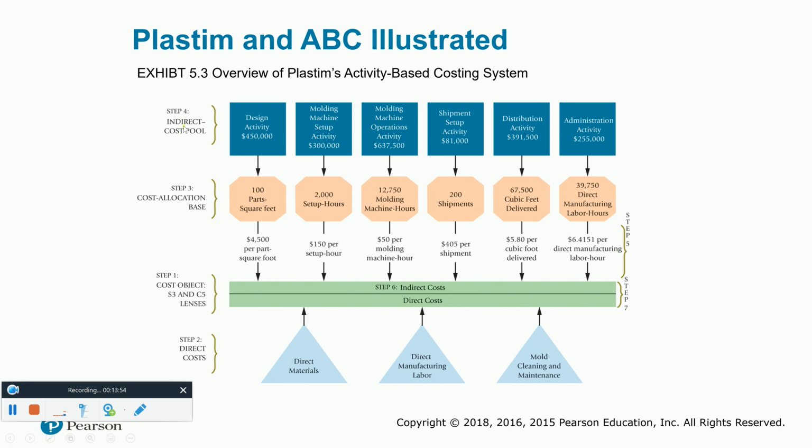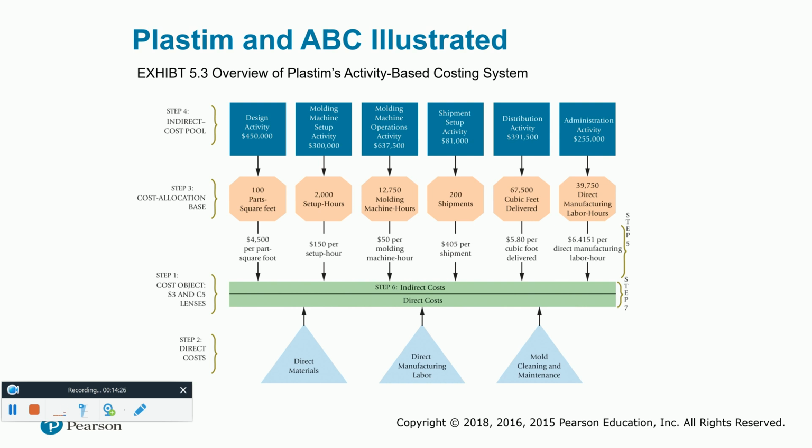And so when we break down our indirect costs, we see that we have design activity, $450,000, molding machine setup activity, $300,000. So we know our costs in total. Molding machine operations activity, $637,500. Shipment setup activity, $81,000. Distribution activity, $391,500. And administrative costs we know are $255,000. This is where it gets interesting.